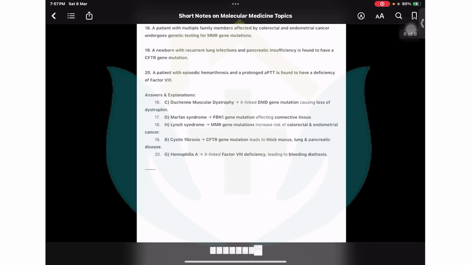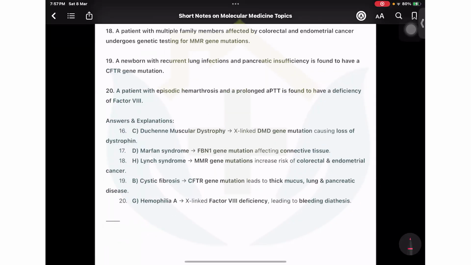So, not very difficult questions will come, but you will remember these because they will come. They are 100%. Out of these 20 questions, you will definitely find 5 questions or maybe 7.